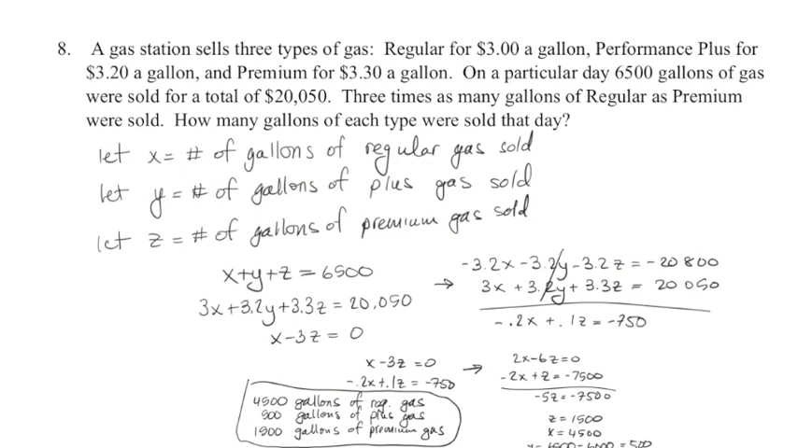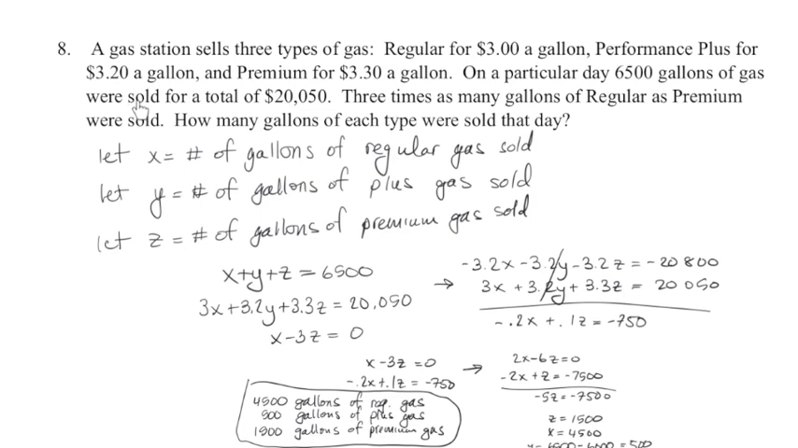Now the next task is to find the same number of equations as number of variables. So if you have 3 variables, we need to come up with 3 equations. Now the first piece of information here is that on a particular day there were 6,500 gallons of all of the gas sold. So 6,500 gallons would be a combination of the number of gallons x of regular gas, the number of gallons y of plus gas, and then the number of gallons z of premium gas. So if you add those 3 together, you'll get 6,500 gallons of gas.